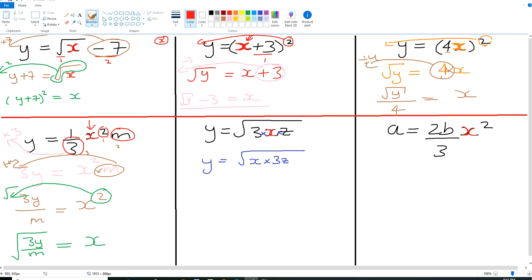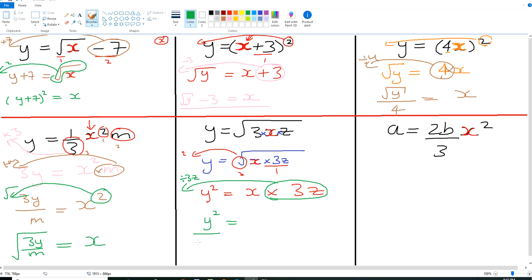So remember, we're trying to work out the x. So x has been timed by 3z, that's the first action. Then it's been all square rooted, that's the second action. So we always move the second action first, the last action. So opposite square rooting is squaring. So you have y squared is equal to x times by 3z. Now, I want to work out the x, it's been times by 3z. Opposite times by 3z is divide by 3z. So when we change side, we change sign. So the time becomes divide. So it's y squared divided by 3z is equal to x.